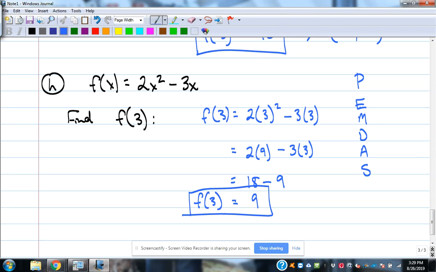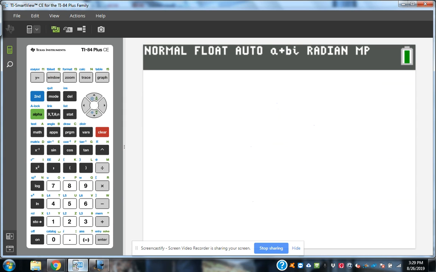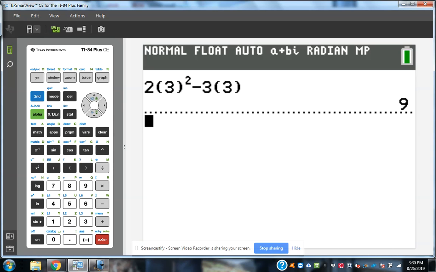With the graphing calculator, you can get it to do that for you. If you wanted to, type in 2, parentheses, 3, and then parentheses. The squared button's over here on the left column up there, highlighted in red. So 3 squared minus 3 parentheses 3. You could do it that way and it'll crank out the answer.